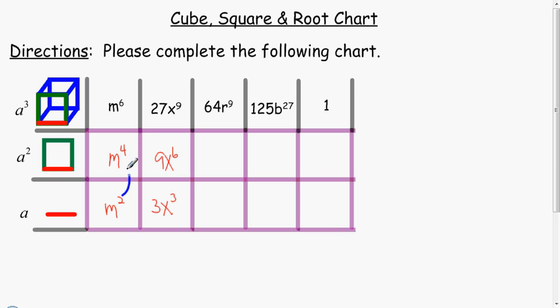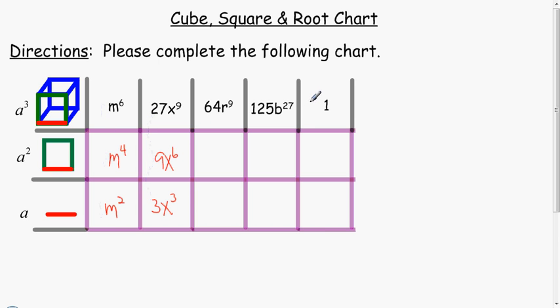I hope you start to notice in this pattern that the bottom and the middle row exponents add up to the top row exponent. 3 and 6 is 9, and again, like I just showed, 2 and 4 is 6. Also, if you notice, the coefficients of the bottom and middle row multiply to the top row. So 3 times 9 is 27, and 1 times 1 is 1.